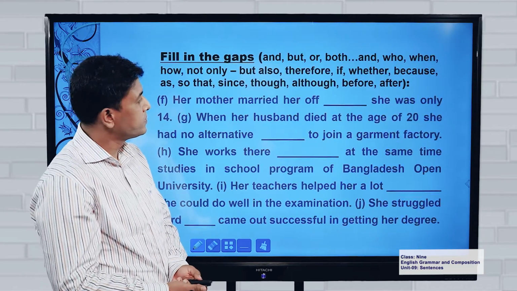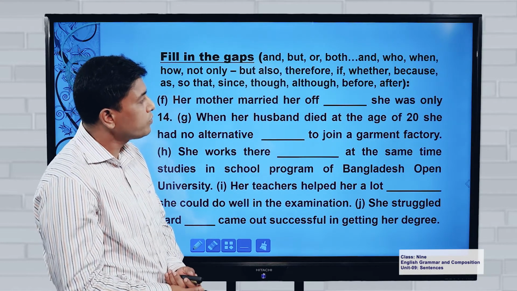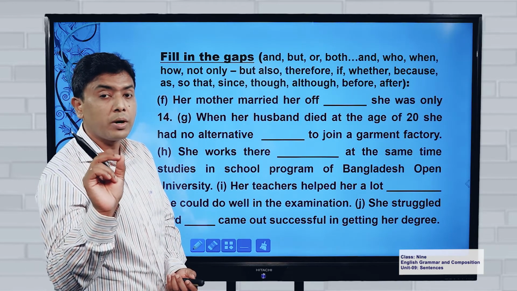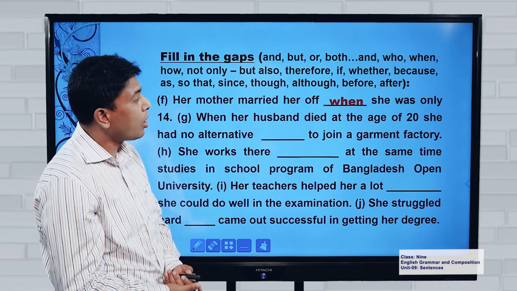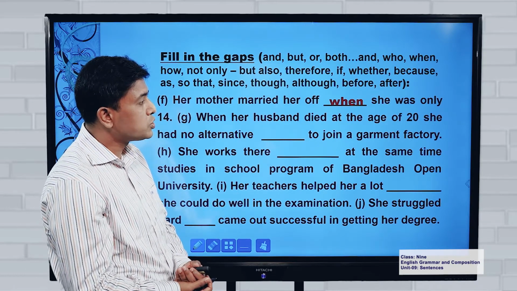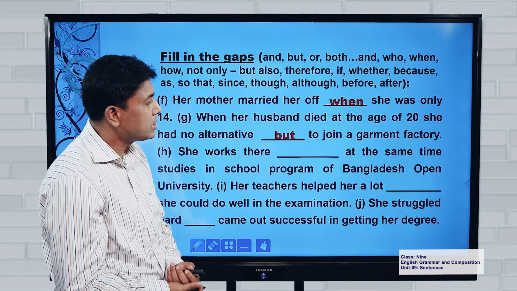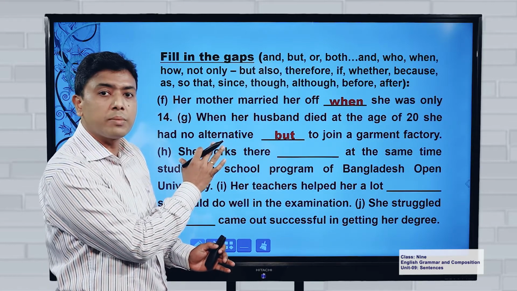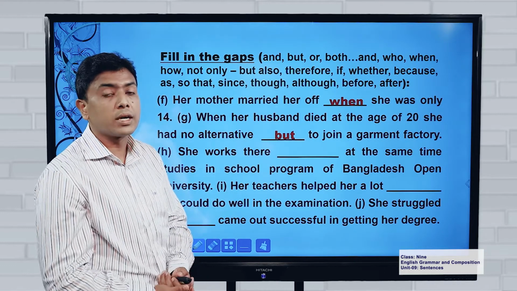More sentences. Sentence number 6: her mother married her off, gap, she was only 14. So, we are talking about a particular time, "when". So let us use "when". Her mother married her off when she was only 14. Next: when her husband died at the age of 20, she had no alternative but to join a garment factory. So it is a contrast. She wanted to do something else, but because of her husband's death, she is forced to join a garments factory.